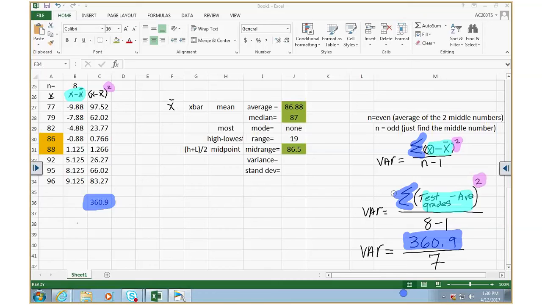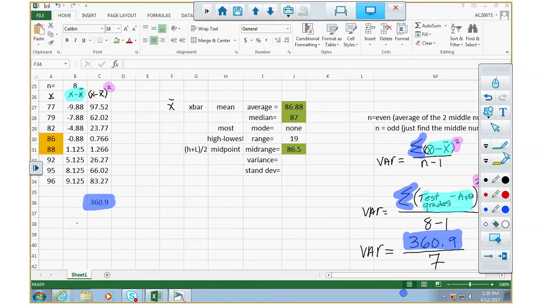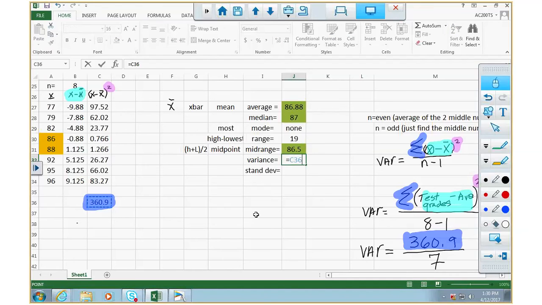All these colors, the things I do for y'all. Well, we're fixing to do it right now. So our variance is equal to 360.9 divided by n minus 1, which is 7. And that should be what y'all got for your variance.